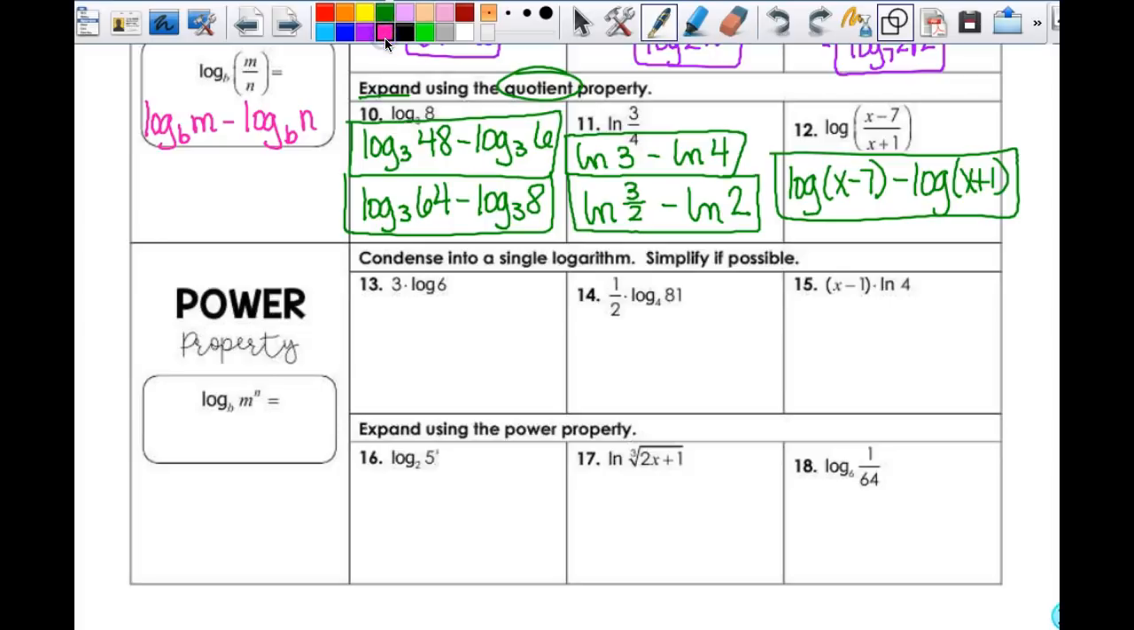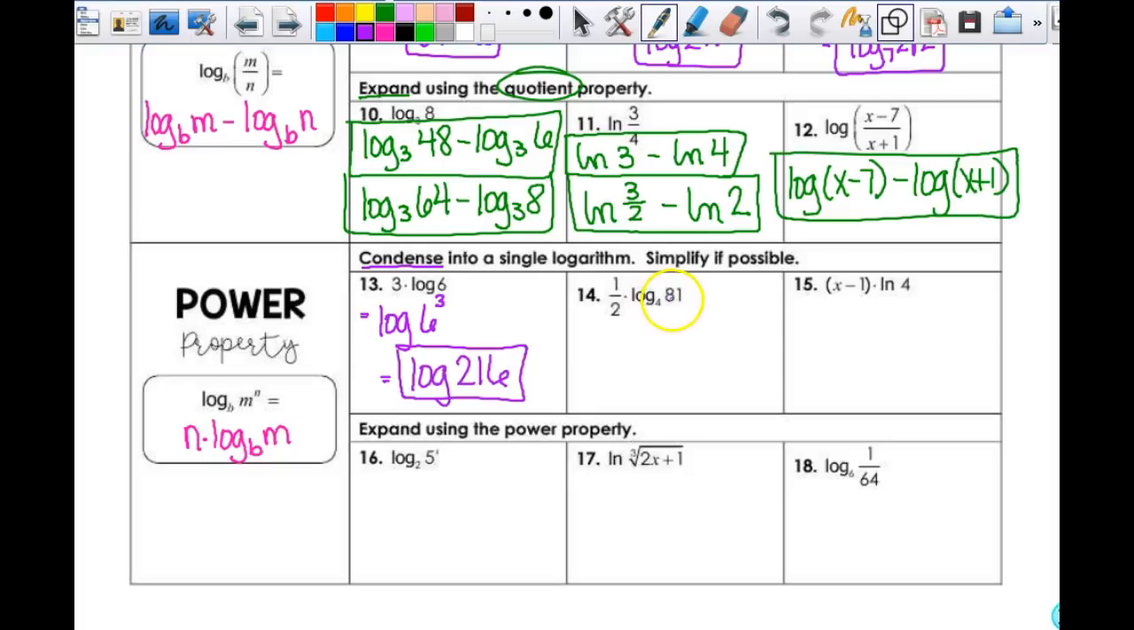Okay, so our power property, log base b of m to the n power, this power just gets to come out front, so this is equal to n times the log base b of m. My directions here say to condense into a single logarithm. So 3 times the log of 6 means that 3 is going to be able to become my exponent. So I'm going to get log base 10 of 6 to the 3rd power. And that is going to equal log of 216. Once again, it just asks me to condense. It doesn't ask me to evaluate, so it doesn't matter what I evaluate it as.